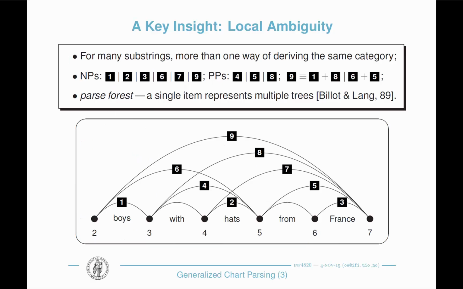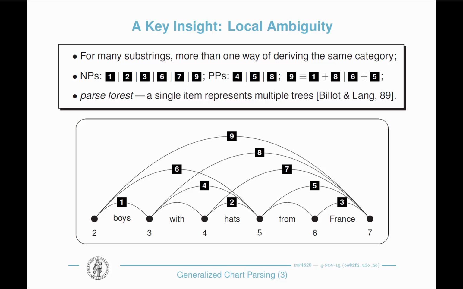We looked at this beautiful graph for quite some time and observed that there are two different readings, but they both come to calling the entire substring boys with hats from France an NP. So they are different structures that assign or derive the same category for this substring. And for the purpose of parsing a larger sentence that contains this substring, say as the object NP, as in I adore boys with hats from France, it's immaterial whether the hats or the boys are French. All we need to know is that there's the possibility of calling this substring an NP.